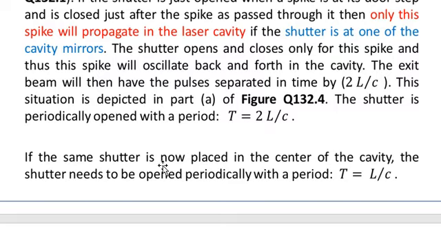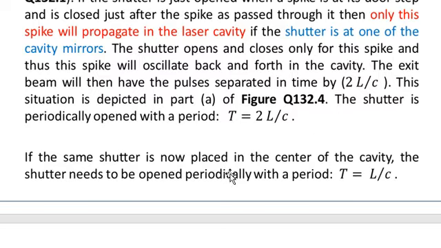If the same shutter is now placed in the center of the cavity, the shutter needs to be opened periodically with a period capital T equal to L over C. In the first case, the shutter should be opened after the time T equal to 2L over C. And after the peak has passed, the shutter should be closed. So it means that only one peak will be oscillating under this condition in case number A. And that is a mode locked pulse. And the separation between the pulses is 2L over C because the shutter is closed at this time.